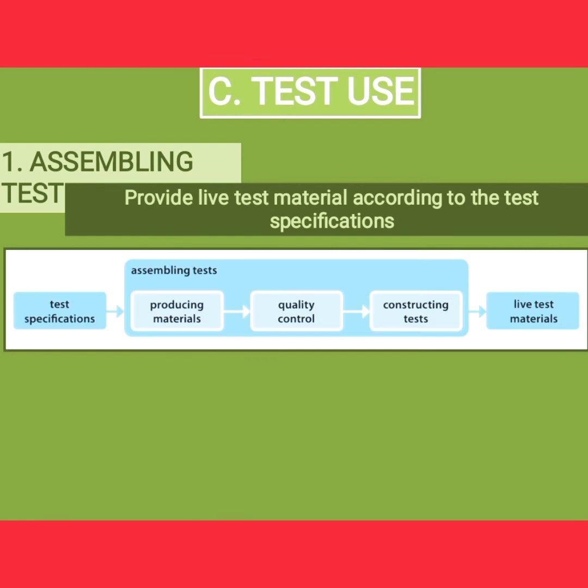In the stage of producing material, the item writers are asked to produce material which will be used in the live test. Once the materials have been submitted, they must be checked for quality. This is done using expert judgment and by trying them out. When one or more changes are made to an item or task, it should be checked again to see if it is suitable. After sufficient materials are available, tests can be constructed.